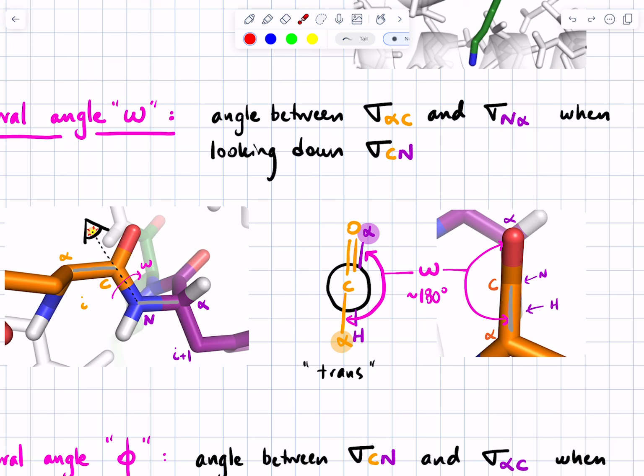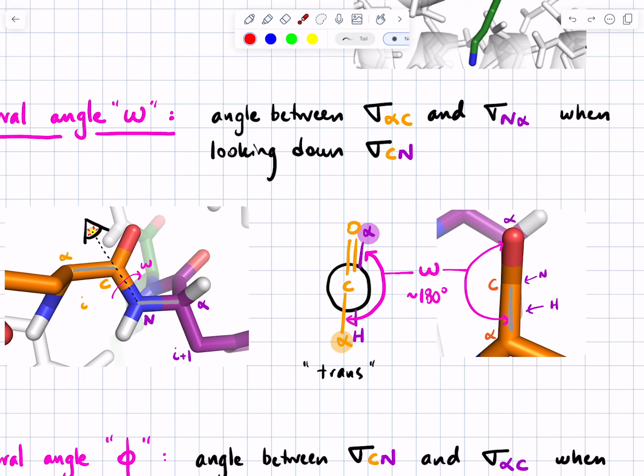So, right, what is this angle we're looking at? The angle omega is defined as the angle between the 2 alpha carbons. So we're looking at the alpha carbon in the front and the alpha carbon in the back. They're 180 degrees away from each other. So omega equals 180 degrees. The dihedral angle omega is 180 degrees.